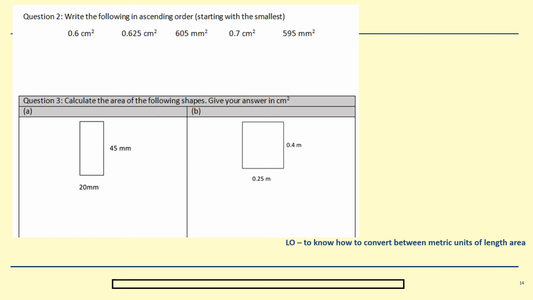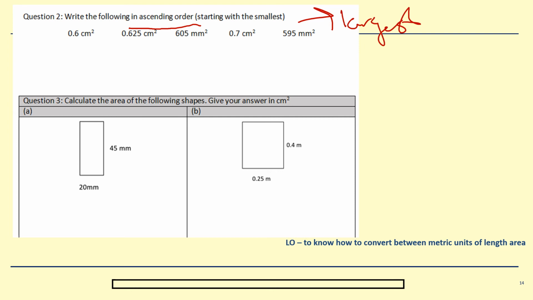Okay, write the following in ascending order. So that's starting with the smallest up to largest. Okay, smallest to largest when it's ascending. What's it called when it's largest to smallest? Not ascending, but what? Well done if you know it. Descending if you said that to yourself.